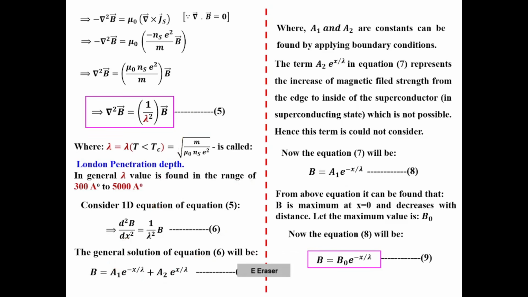Let this be your equation number 7, which represents the general solution of equation number 6. Here A1 and A2 are constants, which can be found by applying boundary conditions.